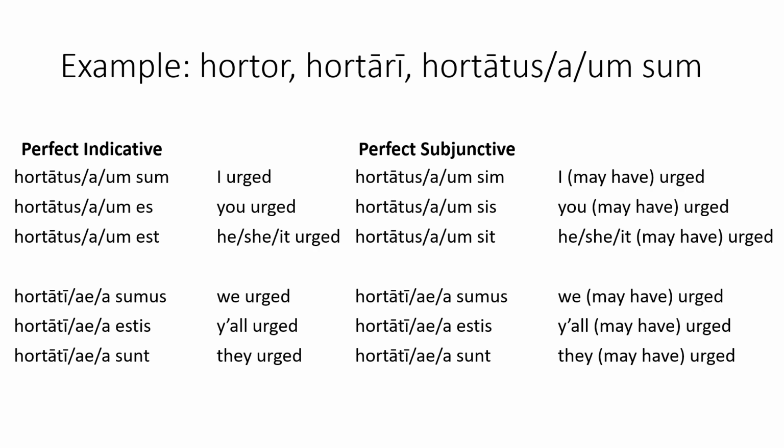Yet again, since the subjunctive is usually translated differently depending on what type of clause it is in, we will for now say that this is translated as I may have urged, you may have urged, he, she, it may have urged, we may have urged, y'all may have urged, and they may have urged, but that may not appear.